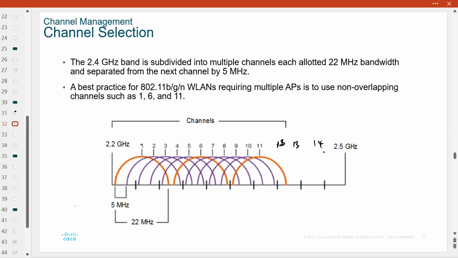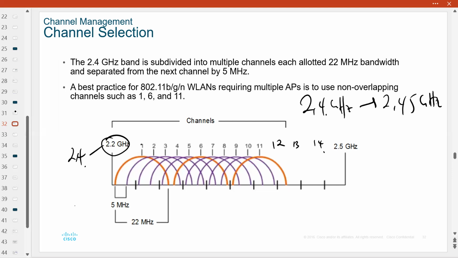This number confused me yesterday. I don't know where it popped up from. This should be 2.4, not 2.2. This number right here. I'm not correcting slides here, but I think that number should be 2.4. So the 2.4 gigahertz band covers frequencies between 2.4 gigahertz and 2.45 gigahertz. That's the 2.4 gigahertz frequency band.